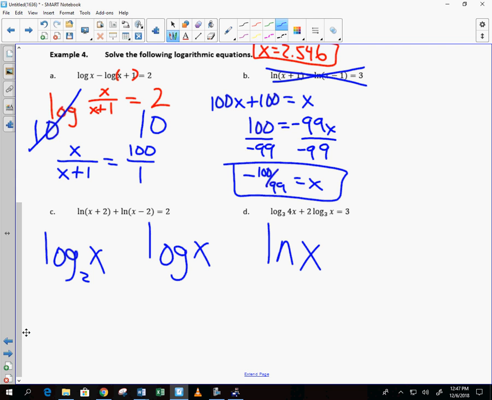What's the base here? 2. Base here? 10. We just don't write it. We assume it. Base here? E. We don't write it. We just assume it. Better? Great question.